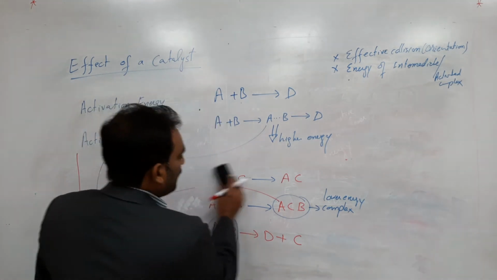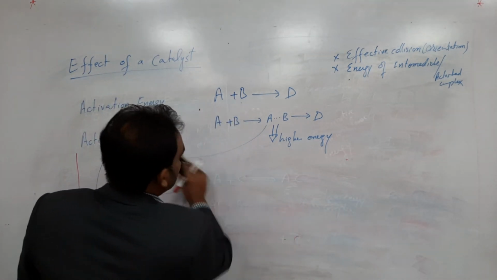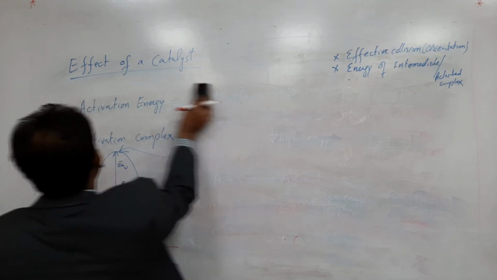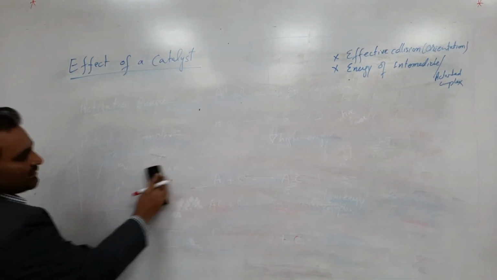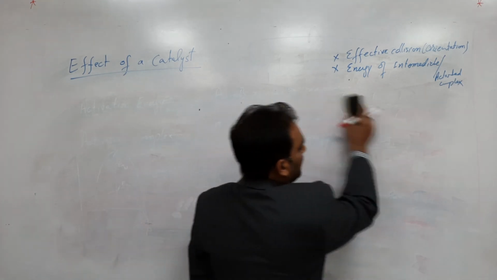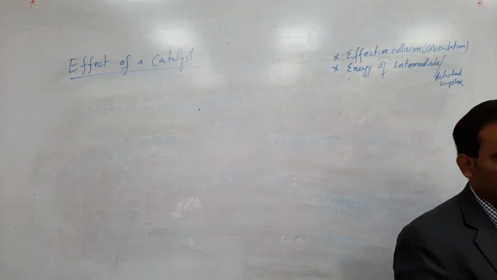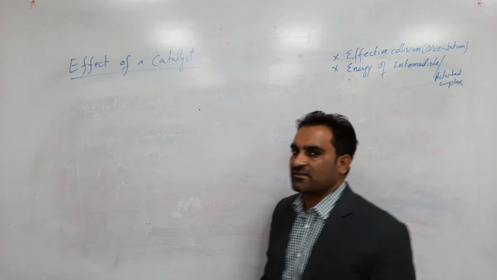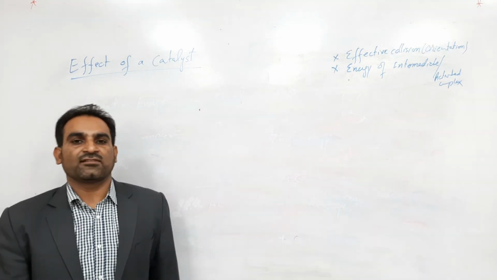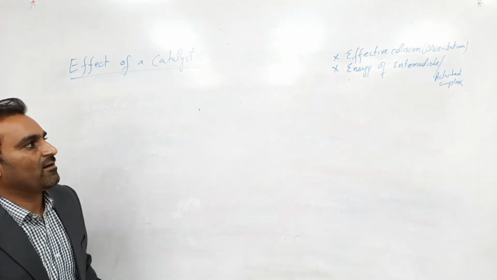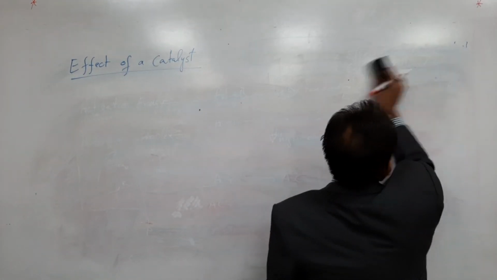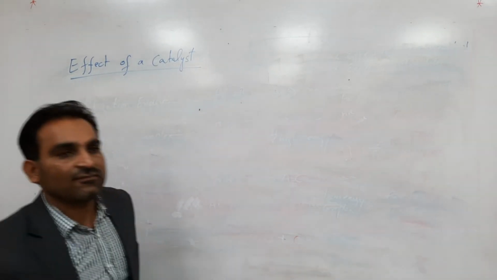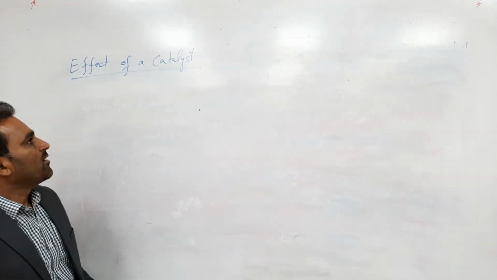For a particular case, the catalyst can increase the rate of reaction. There are some substances, chemicals. So a catalyst is actually a chemical species which enhances the rate of reaction by providing an alternative path. Okay? By providing an alternative path.